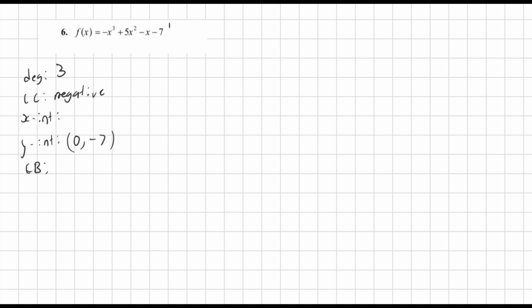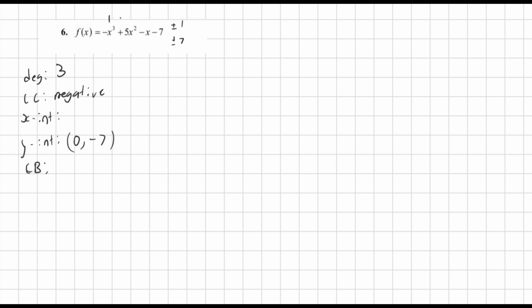For -7, we have plus or minus 1 and plus or minus 7. Hopefully it's going to be -1 or +1 that gets us to 0. So 1 cubed is 1 times negative, so -1. And then 5 times 1 squared is just 5. -1, -7. So -1 plus 5 is 4. Take away 1 is 3, -7. So we know that that doesn't equal 0, so that's not one of the x-intercepts. So now let's try -1. So -1 cubed is -1, times negative is 1.